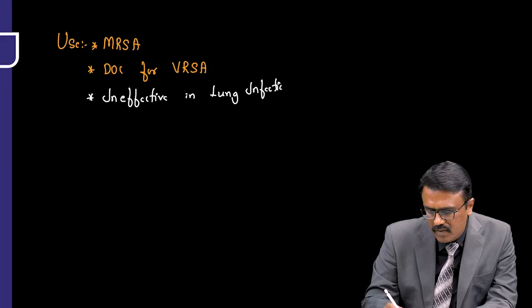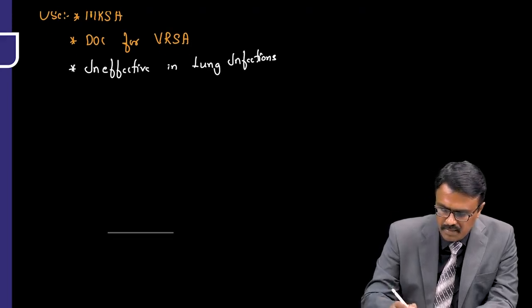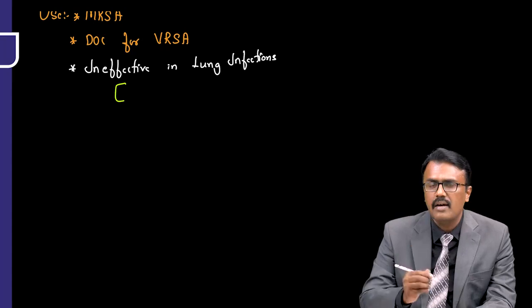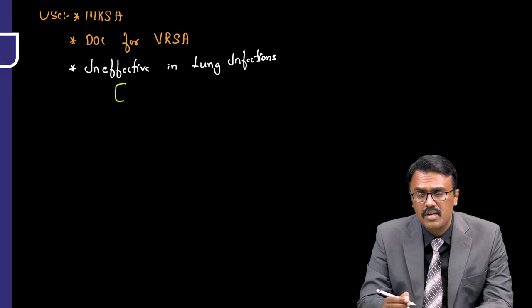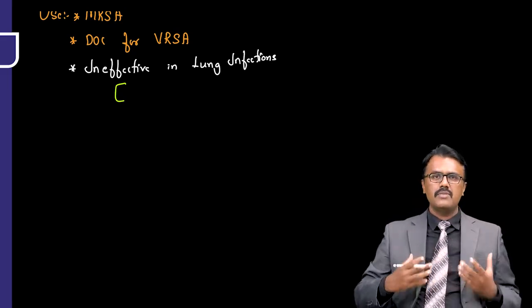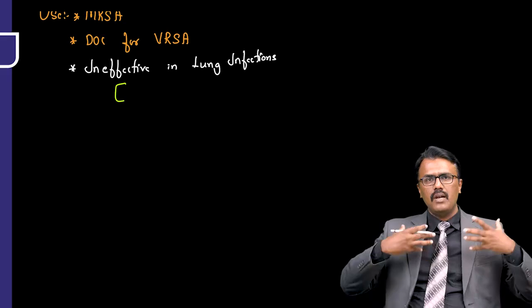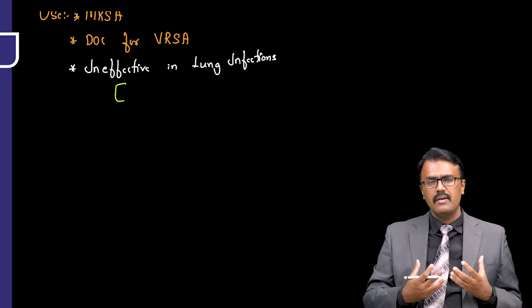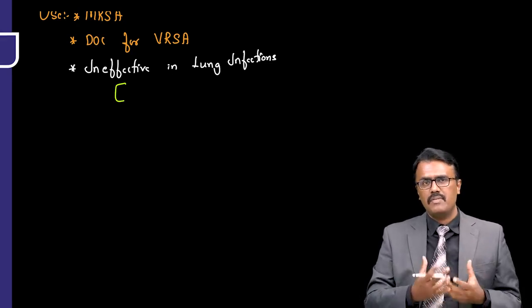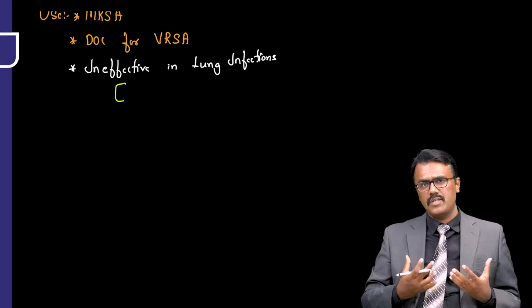What is the reason why it will not work in lung infection? The reason is simple. What is that? In the lung there is surfactant. Surfactants will inactivate the drug. So you know that when we give the drug, it's absorbed, distributed. It has to come to the lung and then kill the bacteria. So when the drug enters the lung, the drug is inactivated by the surfactant. That's why we cannot treat lung infection with that.